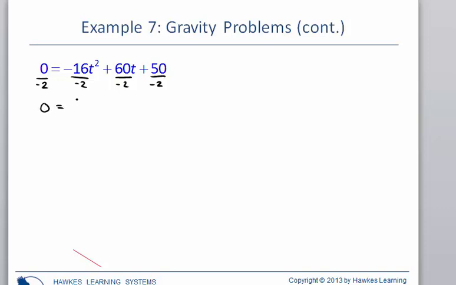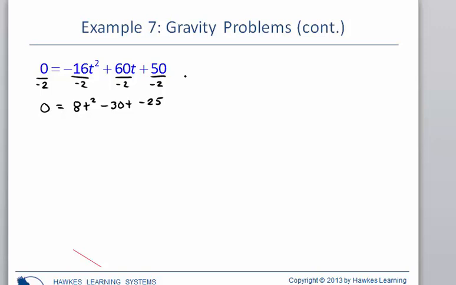So we'll have 0 is equal to, this turns into a positive 8t squared, which, having a positive number leading that quadratic equation, is always a good thing. 60 divided by -2 would be negative 30t, and 50 divided by -2 would be negative 25.